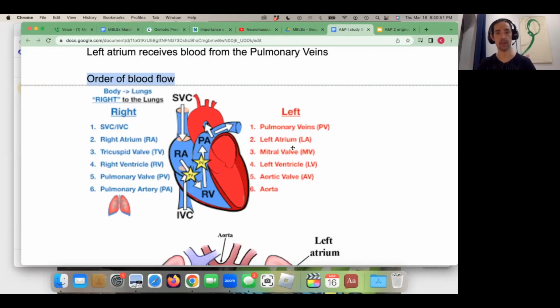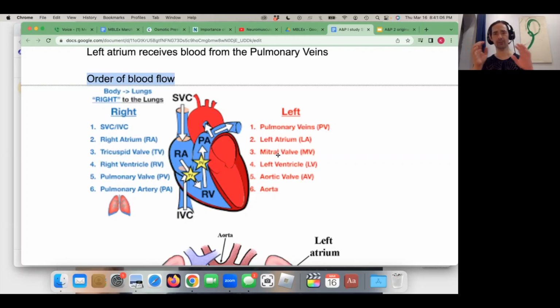Tricuspid on the right. Mitral or bicuspid on the left. You're just going to have to commit that to memory. Tricuspid on the right, the other one on the left, bicuspid or mitral valve. Mitral, by the way, I believe refers to the shape of the valve. Looks kind of like a religious skull cap that is worn in Islam. Don't quote me on that, but I believe that's what mitral refers to, that kind of shape.